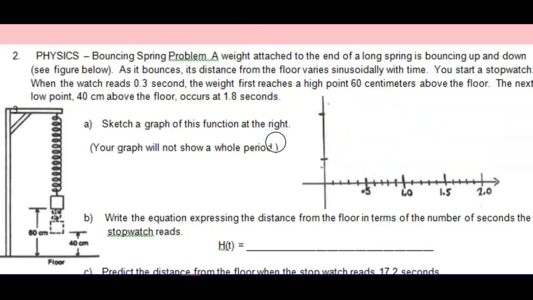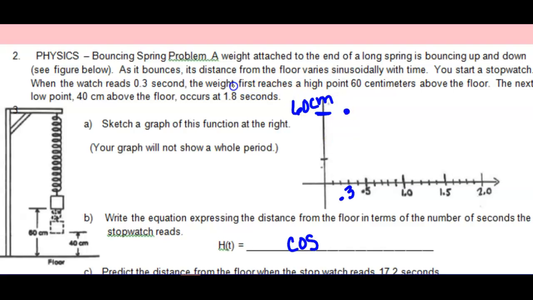All right, so assuming that the spring is frictionless so that it doesn't slow down and continues to bounce, it says its distance from the floor, you start a stopwatch. When it reads 0.3 seconds in, the weight reaches a high of 60 centimeters. So at 0.3, it's at its very highest, 60 centimeters. I don't know where it started. I just know where that maximum is at 0.3, which probably means I want to graph it as a cosine because they told me where the maximum is.